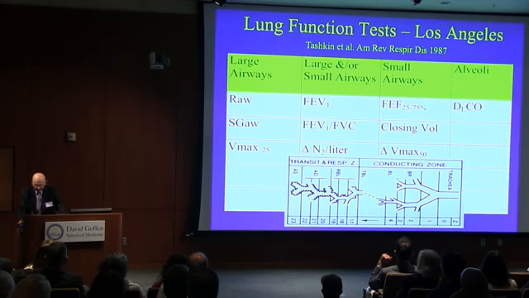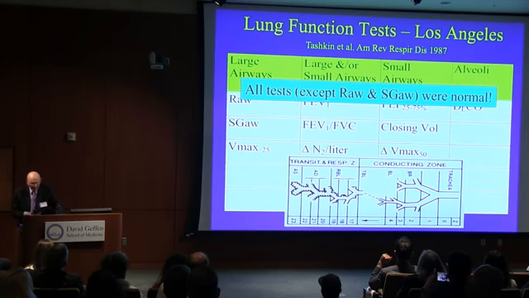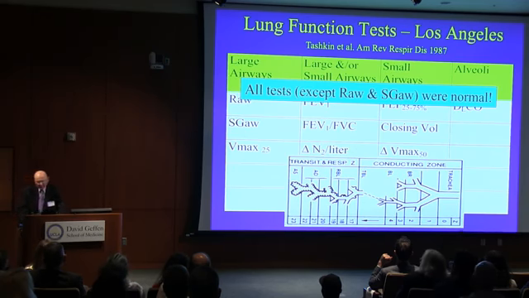Well, the bottom line is that all of the tests were normal, with the single exception of airway resistance, which you can't measure by spirometry. You need a special technique called body plethysmography. It was increased significantly by only 25%, which is probably not a clinically significant increase.